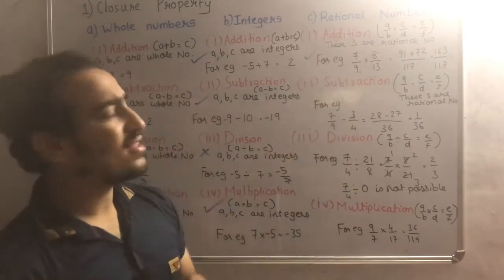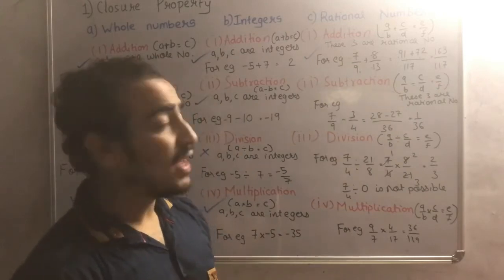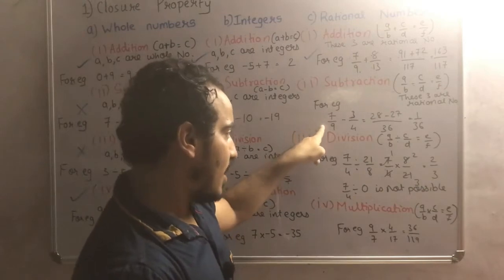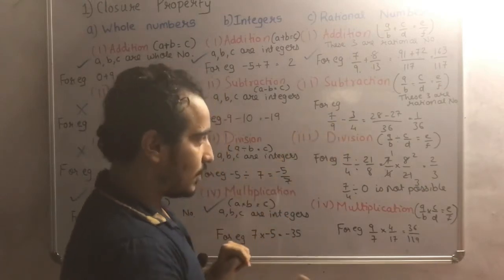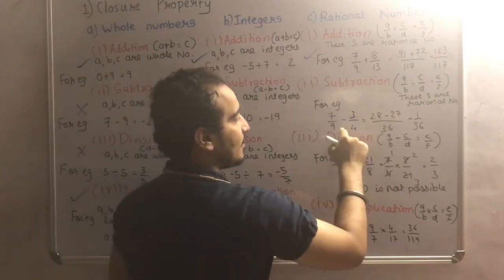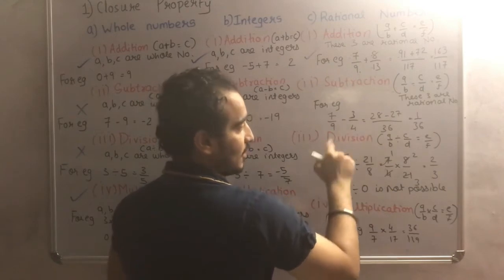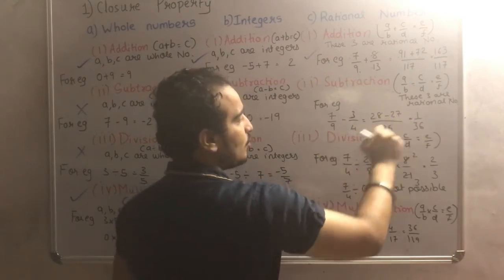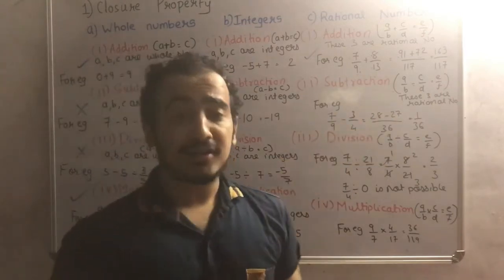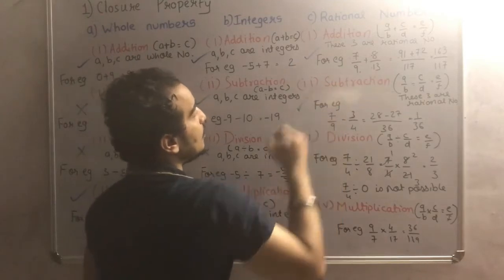So now let's check subtraction. a by b minus c by d equals e by f. All three are rational numbers. So 7 by 9 minus 3 by 4. Let's check it. 7 4s are 28, 9 3s are 27. The sign is minus. 9 4s are 36. 28 minus 27 is 1, and 36 will remain as it is. So we can say that 1 by 36 is also in p by q form. So it also fulfills the closure property.